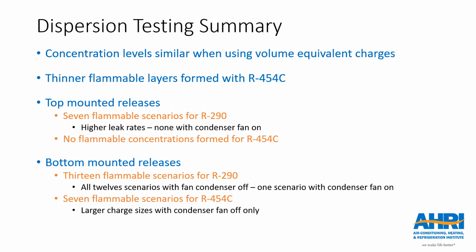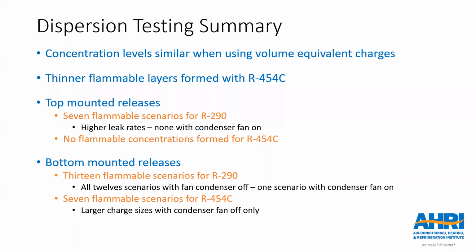For the top mounted releases, releases from the top condensing unit, what we found was that 7 out of the 24 scenarios for R290 produced a flammable concentration. These were typically at the higher leak rates with the fan off. You didn't have any flammable concentrations form from the top mounted releases with the fan on. However, for 454C, no flammable concentrations were formed at all, regardless of the leak rate or the fan being on or off. That's different, however, from the bottom mounted releases where flammable concentrations were formed for both refrigerants.